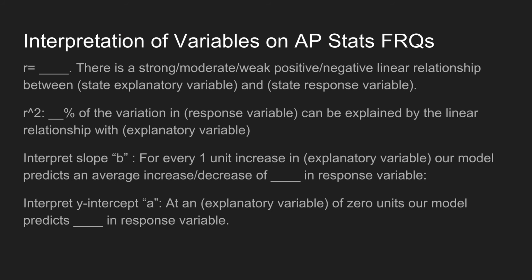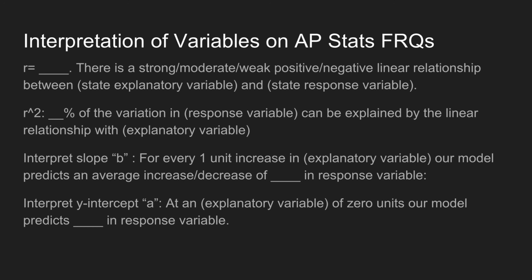Here are a few helpful sentences that help you interpret variables on AP Stats FRQs. There's a certain language that they'd like you to use, and this helps narrow it down and simplify it. When you're describing the R, the correlation coefficient, you want to say there's a strong, moderate, weak, positive, negative linear relationship between the two variables. For the R squared variable, you would say this percent of the variation in the response variable can be explained by the linear relationship with whatever the explanatory variable is.